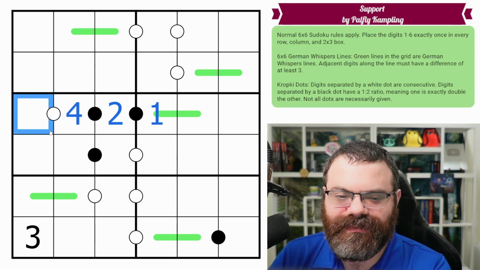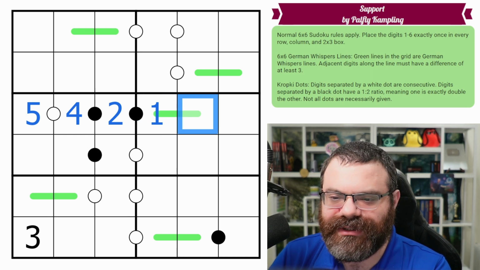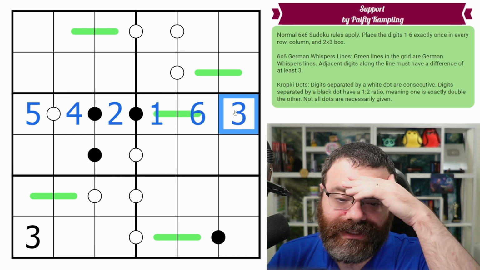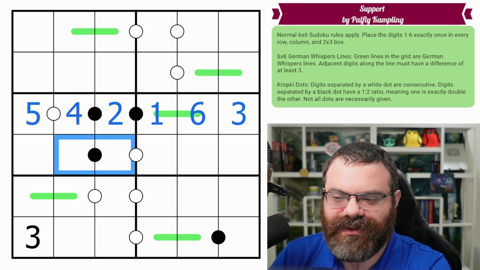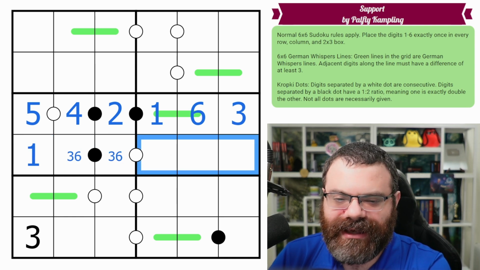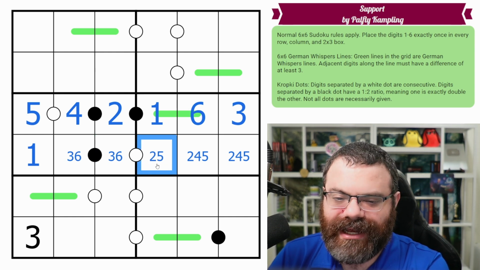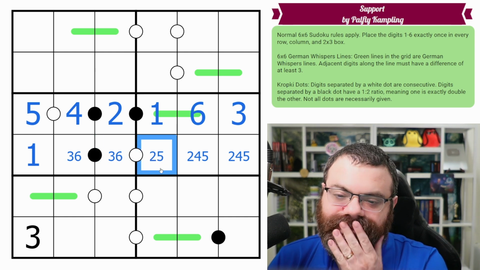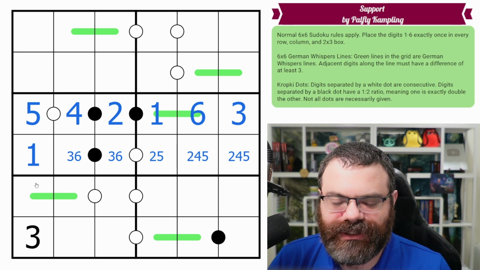Now next to 4, we could put a 3 or a 5, but this 3 tells us it's a 5. Now over here, we're left with a 3 that we need to place and a 6. 3 is too close to 1 for this German whisper, so we place the 6 and the 3. Now down here, I need to place 1, 3, and 6. The 3, 6 is going to have to go on the black dot. If I try to put a 1 here, I need a 2 with it. So we get that, and then we get 2, 4, 5. Now these have to be consecutive, so the 4 is out, but we could do 3, 2, or 6, 5. Either of those work. All right, so where do we go from here?